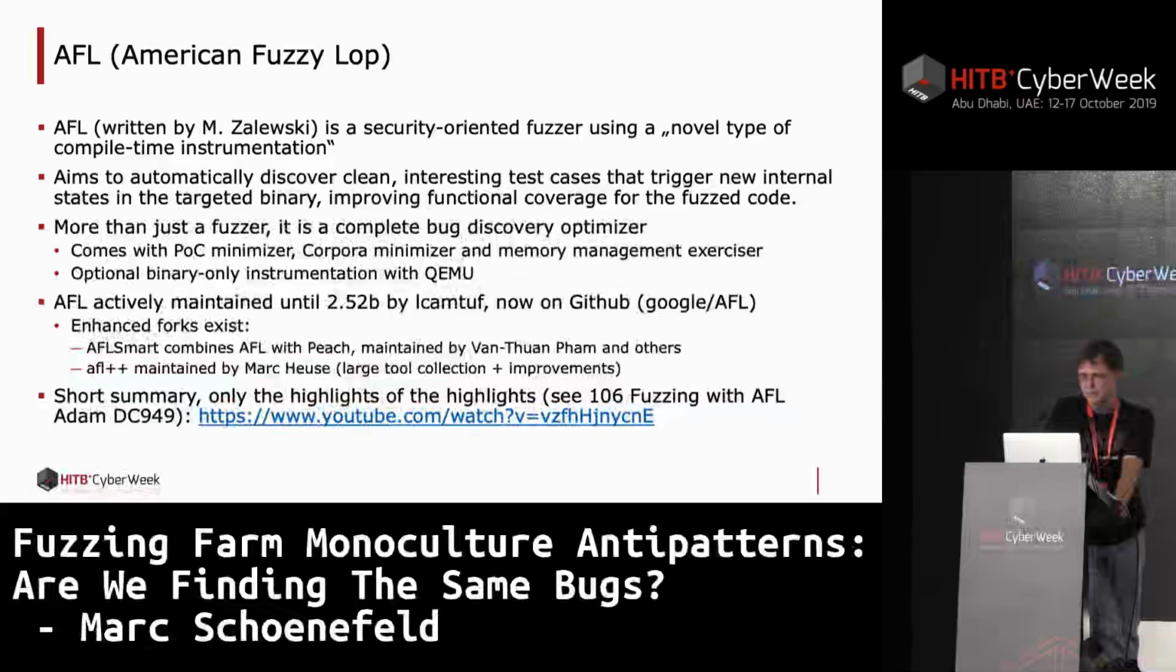It was actually maintained until 2.5.2 by the initial developer, Mr. Zalewski, but now it's on GitHub, and there are enhanced forks available, like AFL Smart, which combines AFL with Peach, or AFL++, which is maintained by Marc, and it has a large tool collection and improvements.